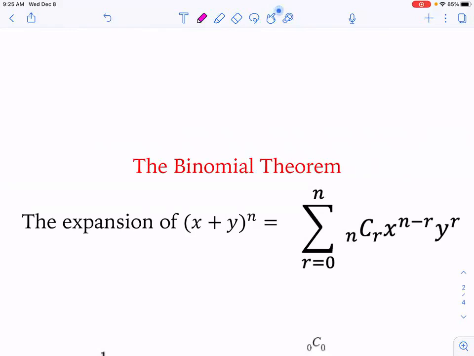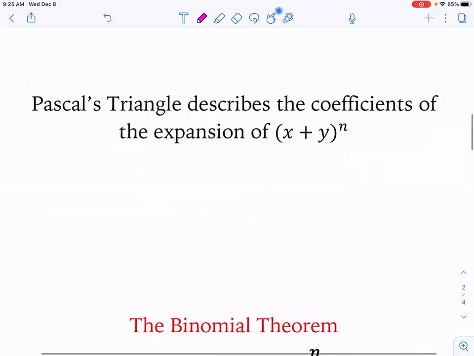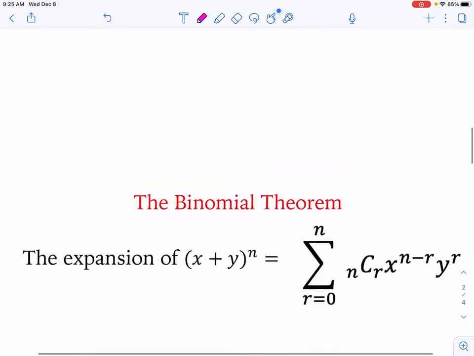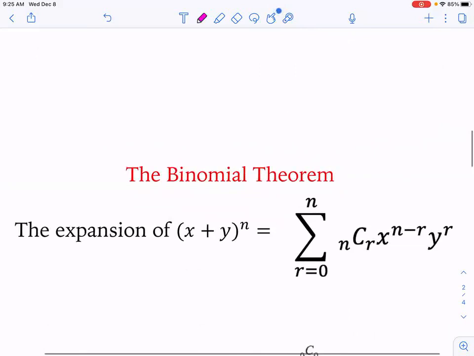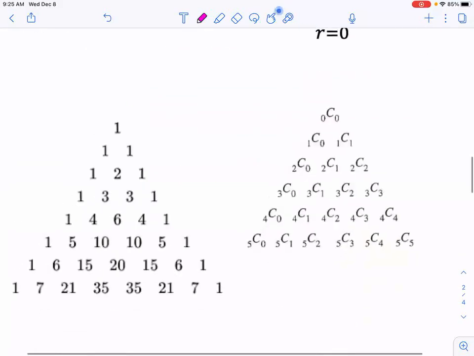Now, didn't I just tell you that Pascal's triangle was the coefficients? But here I have n choose r in there. Pascal's triangle is combinations. Okay, like this row right here, 3 choose 0, 3 choose 1, 3 choose 2, 3 choose 3.